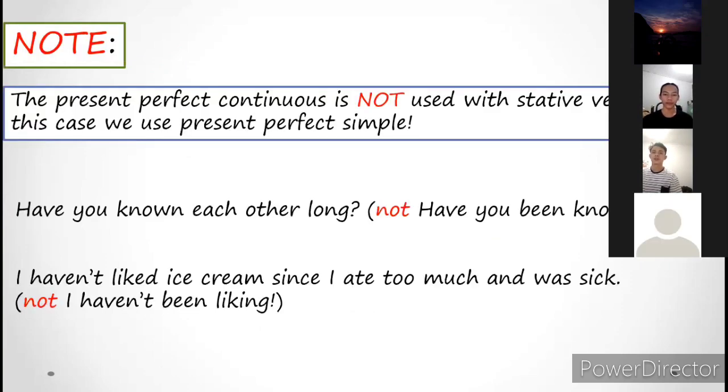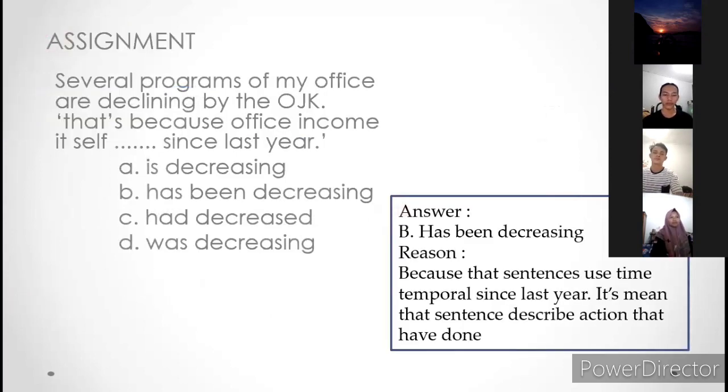Note: the present perfect continuous is not used with stative verbs. In this case we use the present perfect simple. For example, have you known him long? Not have you been knowing. I haven't liked ice cream since I ate too much and was sick. Not I haven't been liking. The next presentation will be explained by Rio.